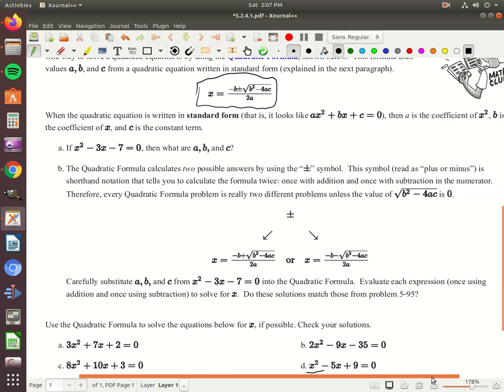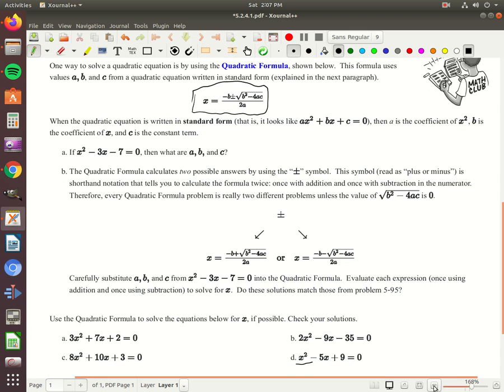And it is saying, I didn't realize it was so big there. It says when the quadratic equation is written in standard form, that is, it looks like ax squared plus bx plus c, a is the coefficient of x squared, b is the coefficient of x, and c is the constant. We should know that. So here our a is 1, our b is negative 3, and our c is negative 7. So hopefully we know that.